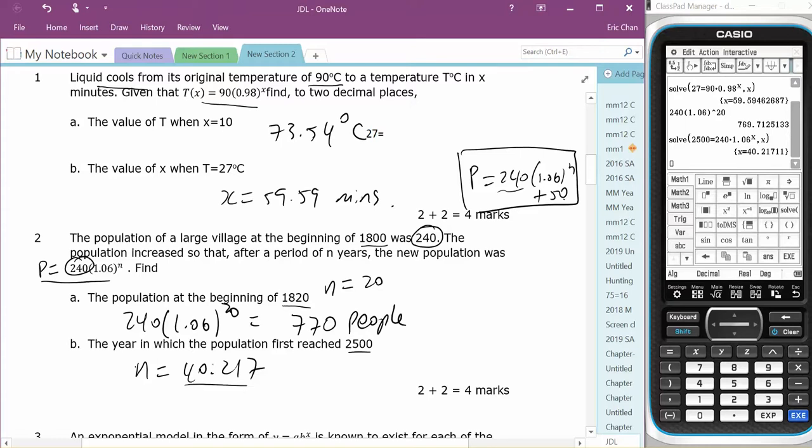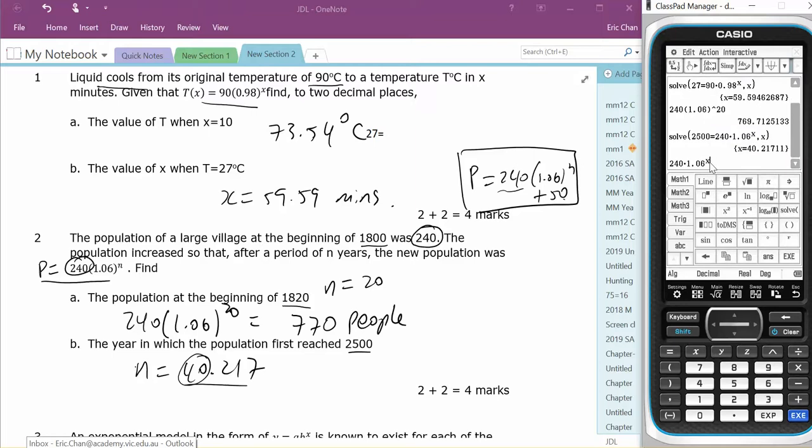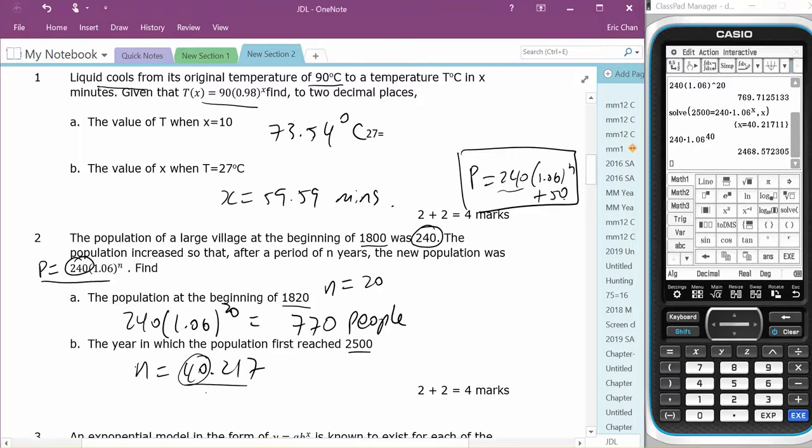Now, will 40 years suffice to give me a population of 2,500? Well, check. If I sub in 40 into the equation for n, as you can see, it doesn't quite reach 2,500, and that makes sense because it says 40.217 years. So it won't happen in the 40th year. It will happen in the 41st year. Okay, so you have to interpret.